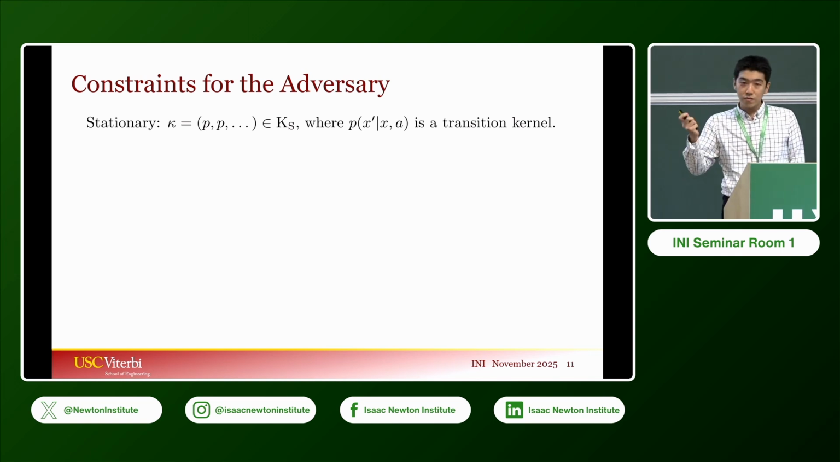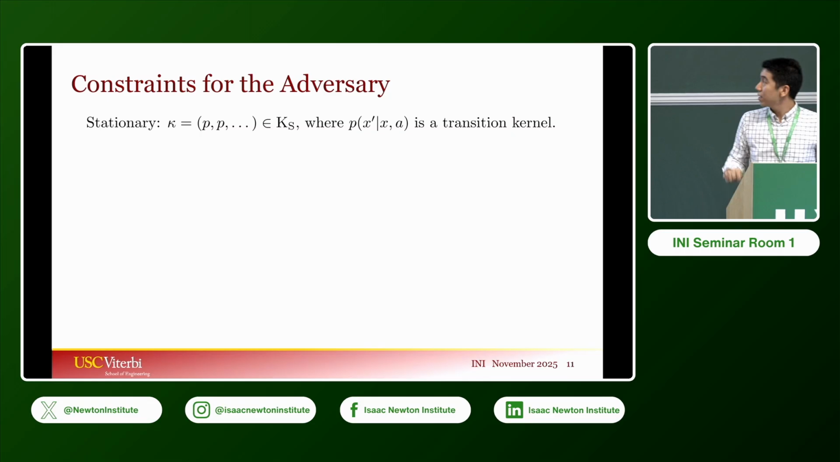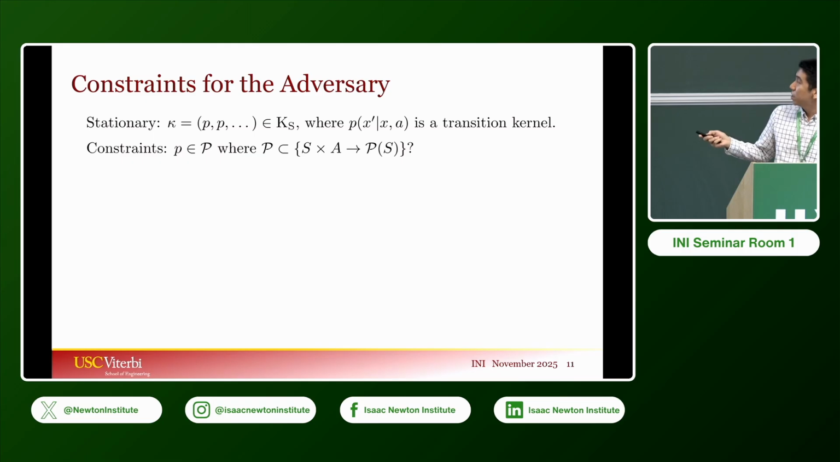So let's start from the simpler case. So it's the stationary adversary. So now the adversary basically chooses one single transition kernel and fixes it over the entire time horizon. And because of this, it's natural to constrain the adversary by saying that I'm only allowing the adversary to choose within a subset, say calligraphic P, which is a subset of transition kernels.